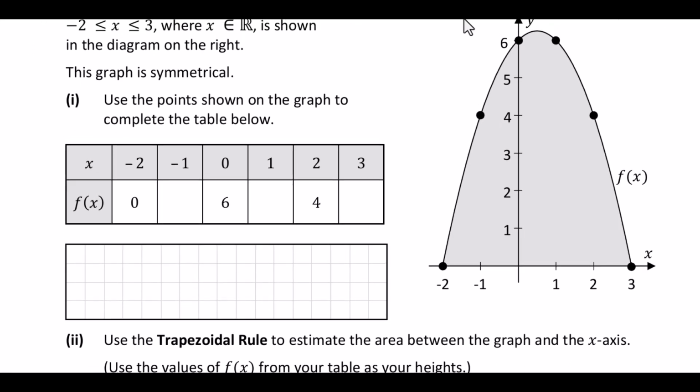Okay, so we can see here we've got minus 2 is 0, so that's fine. Minus 1 up here. If we go up here and across, we can see that's going to be 4. We have 0 here, which we can see is 6. We have x is equal to 1. So again, that's going to be 6. And then we have 2, which we're given as 4. And we have 3 here, which we can see is 0. So we just put in the y values there for each x value.